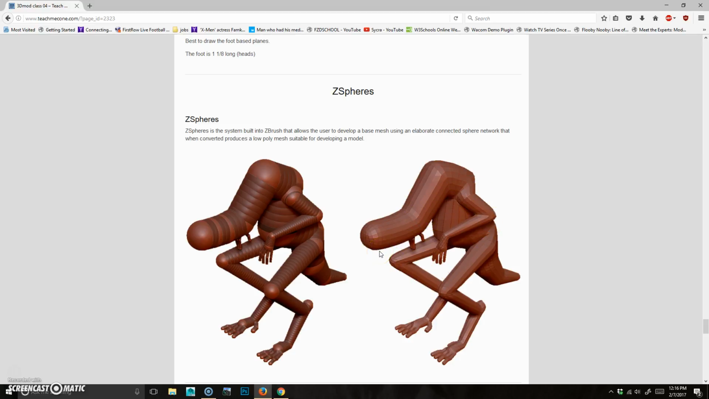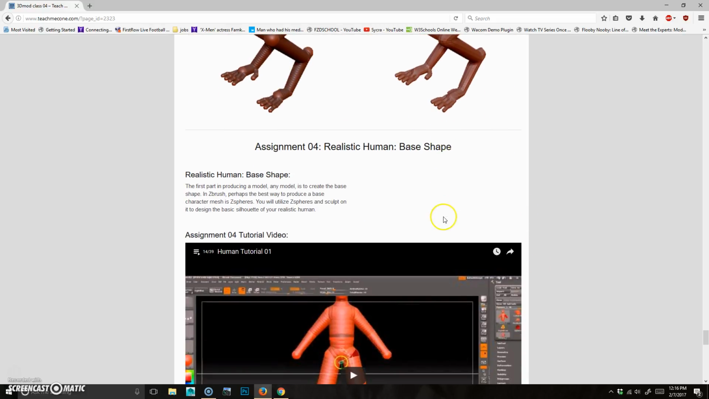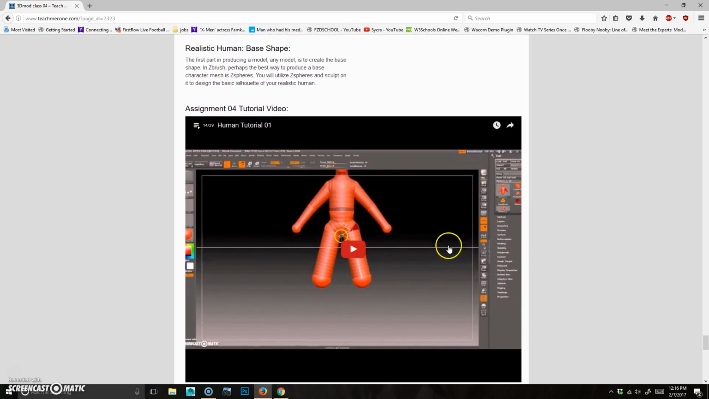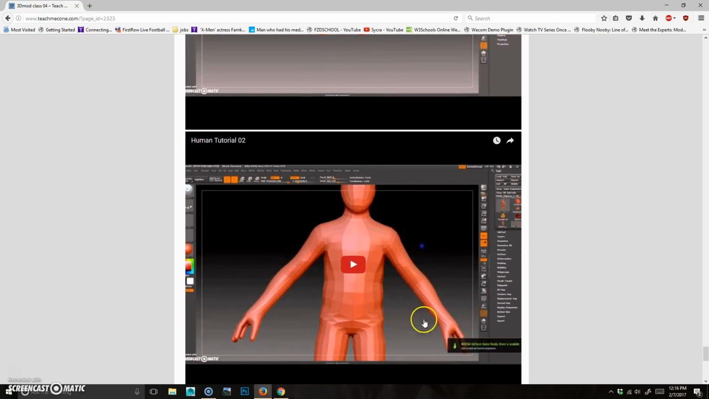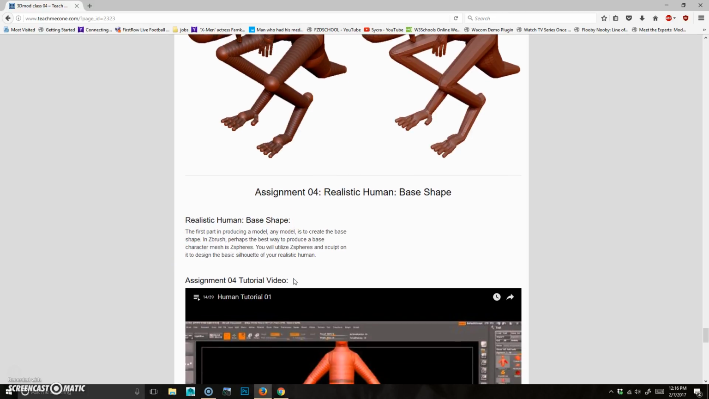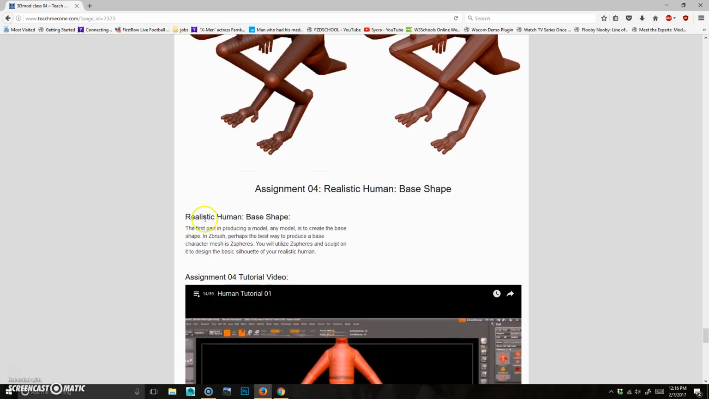It's honestly probably the best way to start a character model. It may be one of the better ways to start generally a model. And that's what you're going to use for this next thing. You're going to go through there, and what I want you to do is, using the Z-spheres of the video tutorials here, make the base mesh of the character of your human, all right, because that's your next assignment: to do a realistic human, basically based off of yourself. Unless you want to do something specific, but generally speaking, I would just say do yourself.